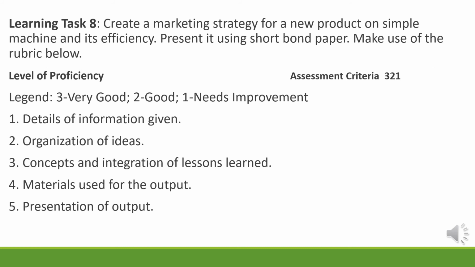1. Details of information given. 2. Organization of ideas. 3. Concepts and integration of lessons learned. 4. Materials used for the output. 5. Presentation of output.